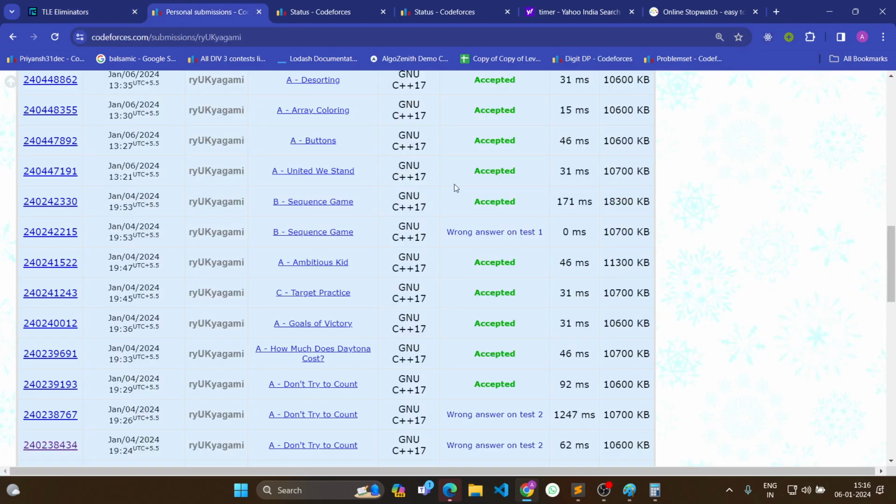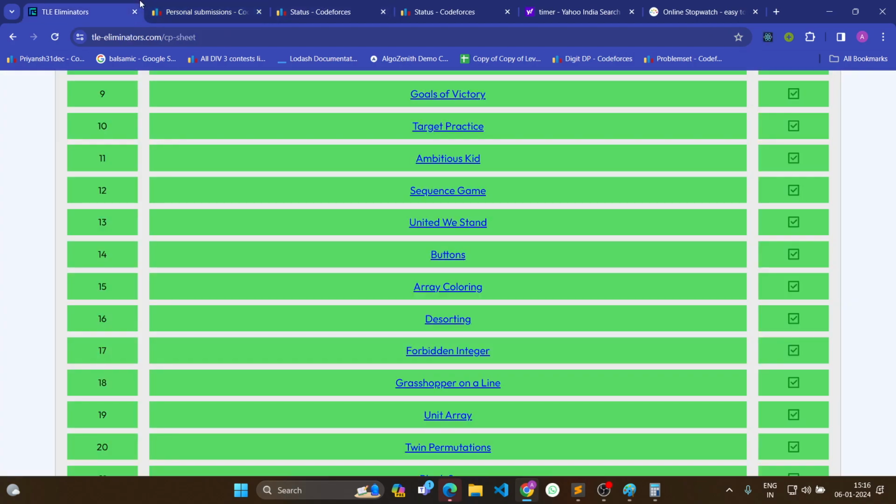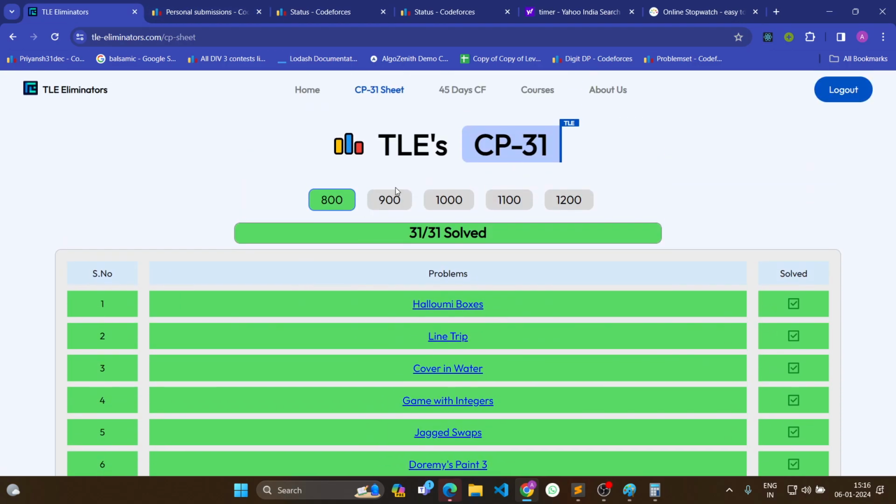Sequence Game was the first problem. Okay, yeah, I was printing something else. Otherwise, it was a clean streak, and it should have been cleaner and cleaner.